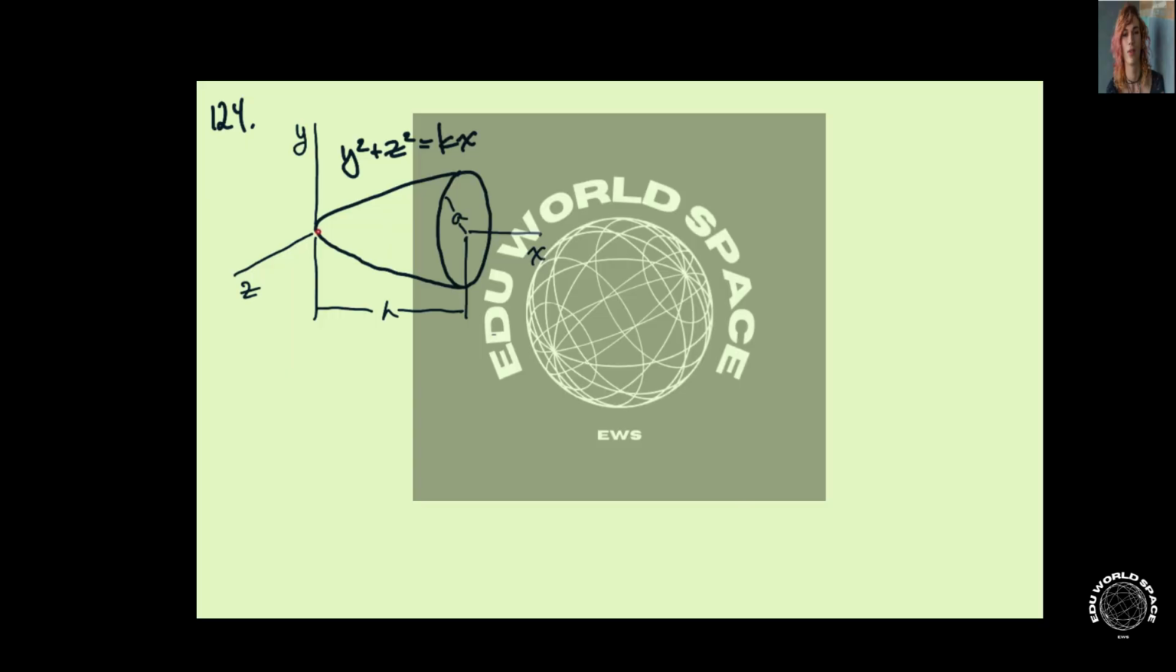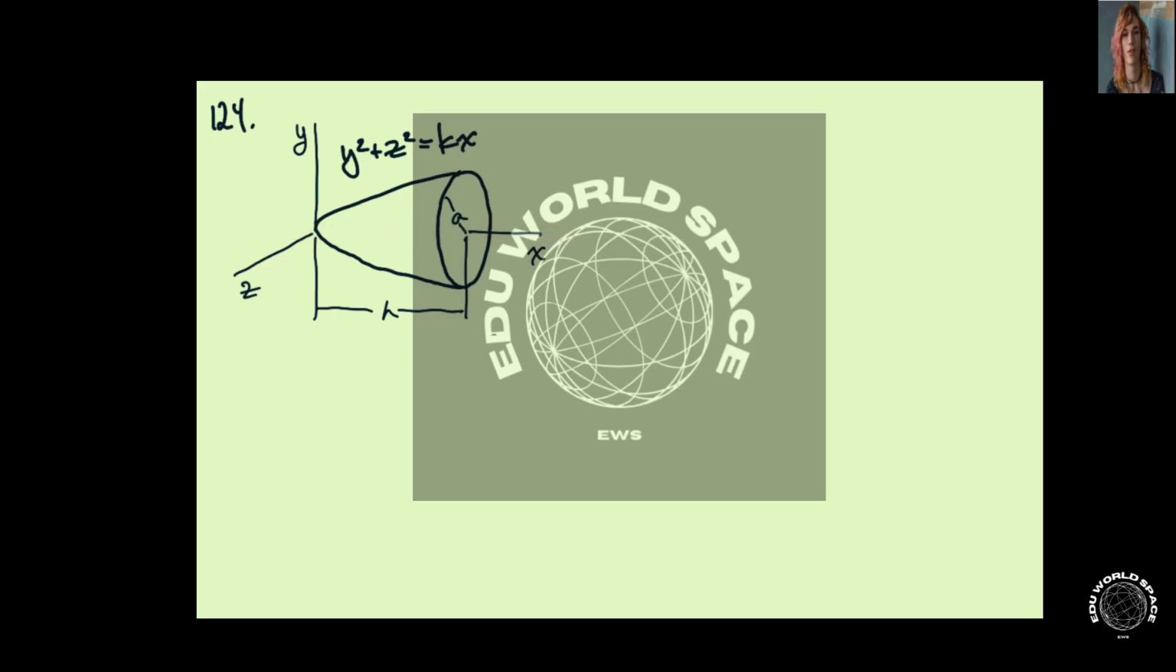Here we're given another solid of revolution, where again this surface is defined by y squared plus z squared equals kx. So we grow the radius, and basically y squared plus z squared is the radius squared in the yz plane. And so we'll use polar coordinates with our x as our height.